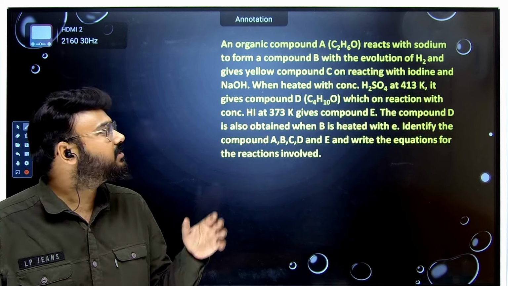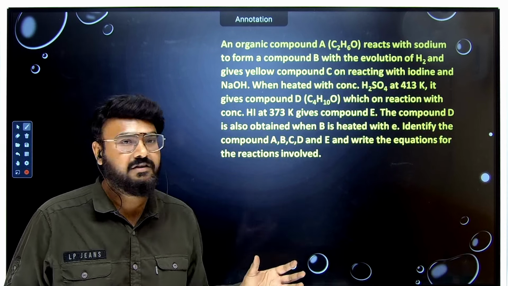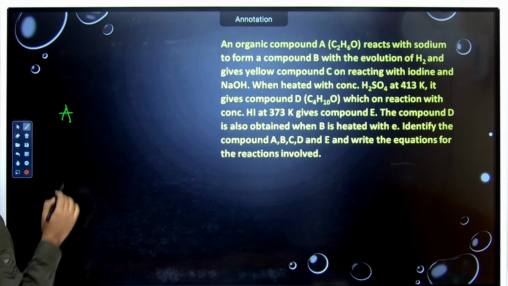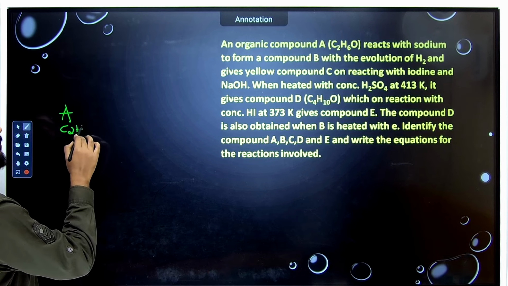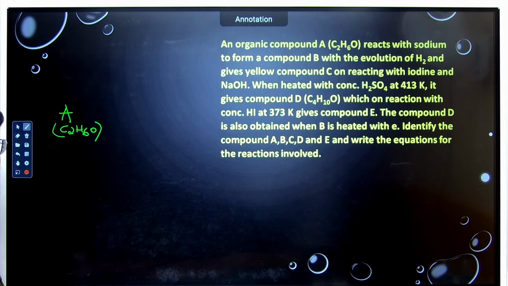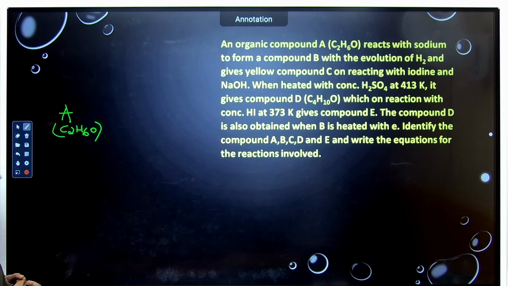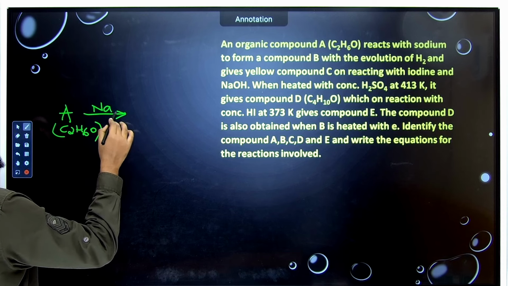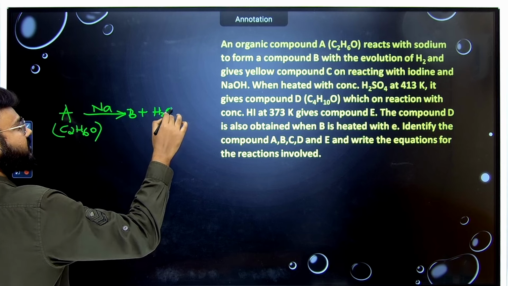So in the third question, it says an organic compound A having molecular formula of C2H6O. Let's write the information. This question looks big. So compound A is there and the formula is C2H6O. Now let's write the information given. So it says it reacts with sodium to give a compound B. So when you react this with sodium, it forms compound B with the liberation of hydrogen gas.